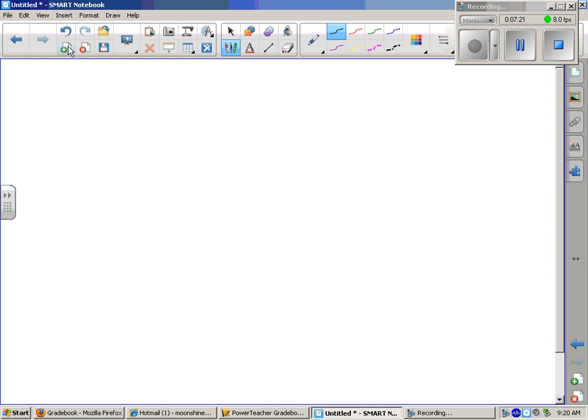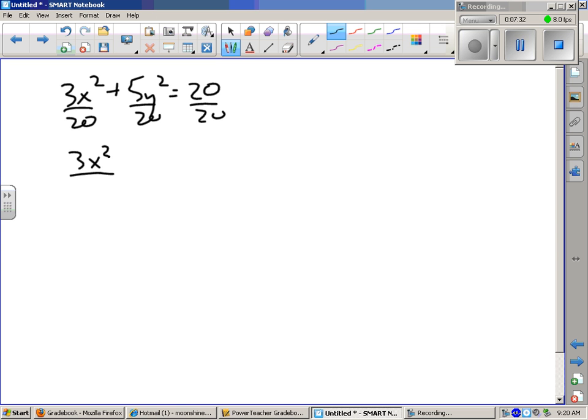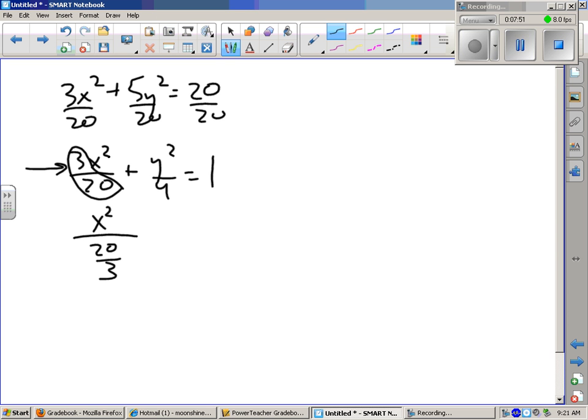Okay, let's do one that doesn't come out so nice and neat. Let's say I have 3x squared plus 5y squared equals 20. Same thing, I'm going to divide by 20. So I have 3x squared over 20 plus y squared over 4 equals 1. Now something's a little bit oddball about this one. Normally we don't have a 3 up there with it. So if you're multiplying something by 3/20ths, that's the same as dividing it by 20/3. You just flip it over and put it on the bottom.